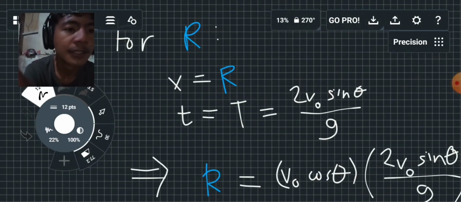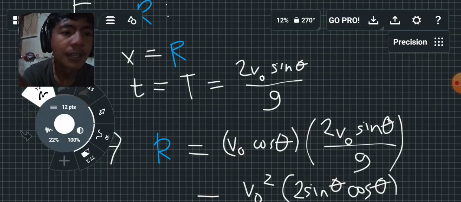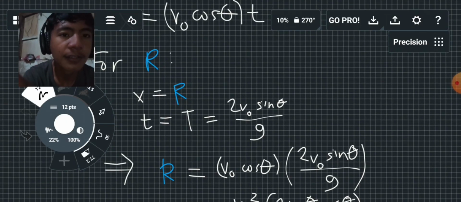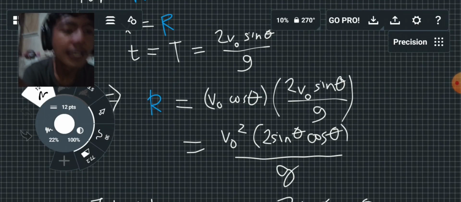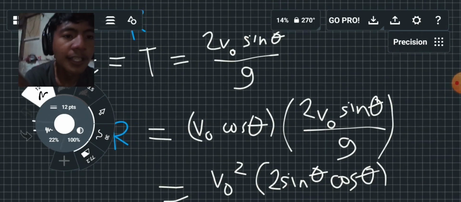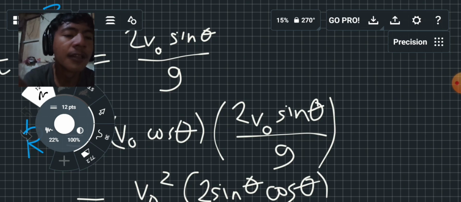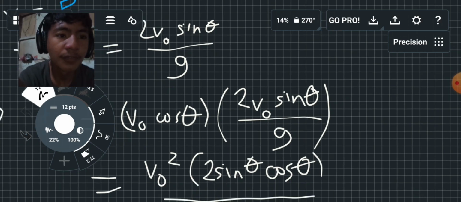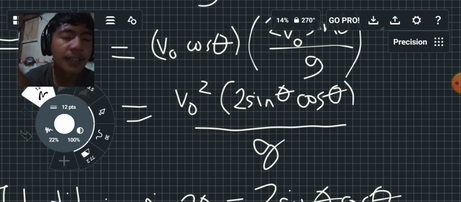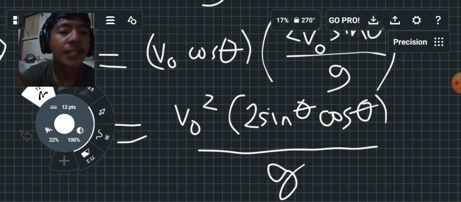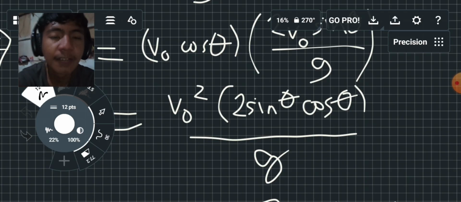So the time it takes is indeed 2v naught sine theta over g, and plugging it into our formula, this one, we get r equals v naught cosine theta times 2v naught sine theta over g. Simplifying that, we get v naught squared times 2 sine theta cosine theta divided by acceleration due to gravity.